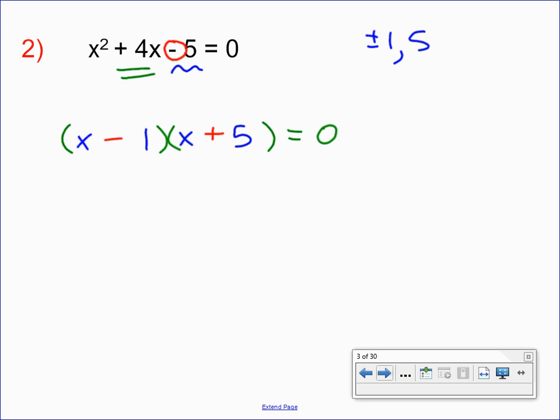Now my outer product, plus 5x, when combined with my inner product, minus 1x, sums to give me the positive 4x. Everybody see it? Awesome. So I'm not done though.